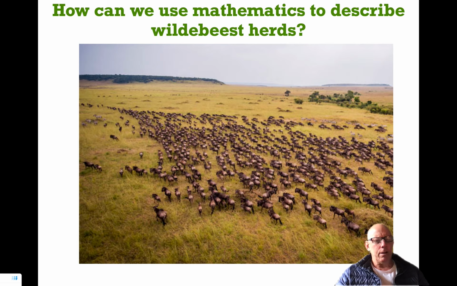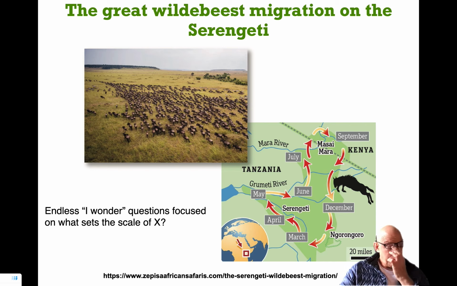Although this is going to put some demands on all of you from the point of view of trying to understand what's going on. So let's talk a little bit about the great wildebeest migration. As you know, the wildebeest migration takes place in the Serengeti. You can see that it involves the countries of Tanzania and Kenya.